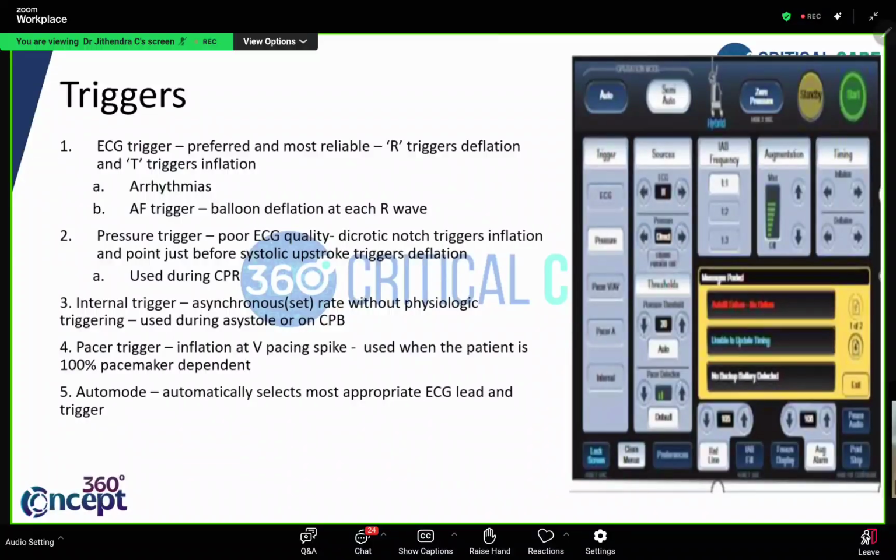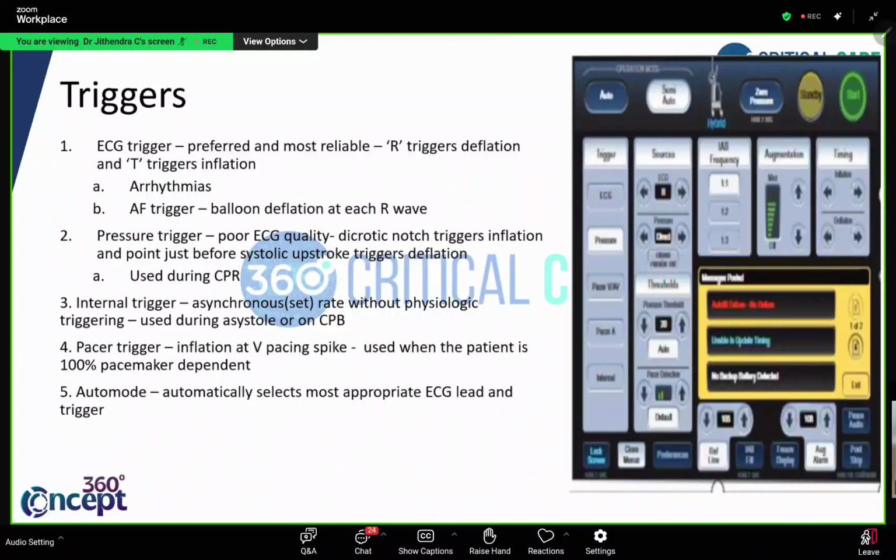Say you have somebody who is on IABP coming by ambulance, and you don't have a doctor there. The paramedic accompanying the patient, or the doctor who's accompanying, doesn't have any idea about the IABP. Then you can put this patient on auto mode and leave. That will take care of the trigger part.